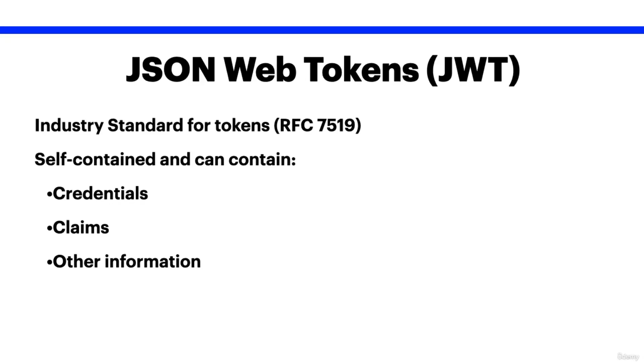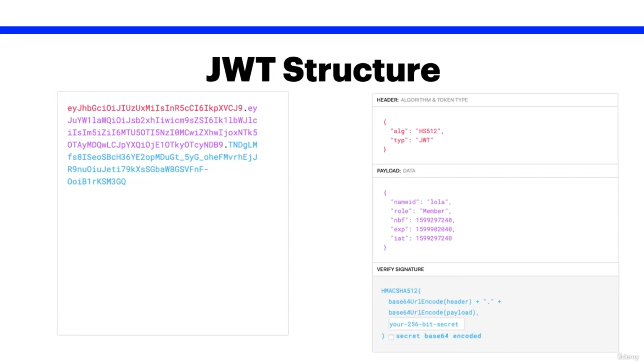So JSON Web Tokens are an industry standard for tokens, suggested in RFC 7519 if you're into that kind of thing. They're self-contained and they can contain credentials, they can contain claims and other information if you want to do so. And if we take a look at the structure of one of these, they're basically a long string that's separated into three parts. Each part is separated by a period.